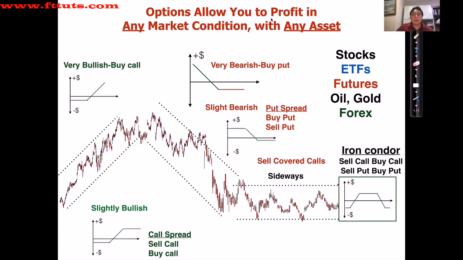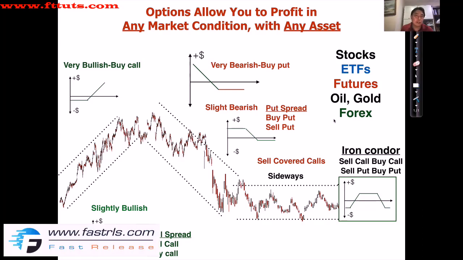So you're going to learn how to construct options to trade in the stock market with specific stocks like Amazon or Boeing, where you can trade ETFs, you can trade futures indices like the S&P 500 and NASDAQ, as well as futures commodities like oil and gold and natural gas. And we're also going to learn how to trade options on currency futures.